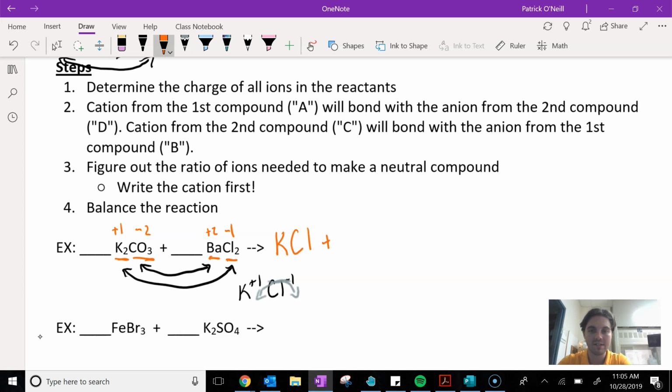Plus, now we have barium and carbonate. We have barium, that's +2, and CO3, that's -2. If you crisscross that, it's a 2 down there and a 2 down there. We know that we need to take a lower ratio, so it's just going to be BaCO3. They balance each other out. The +2 balances out with the -2, so it's just going to be BaCO3.